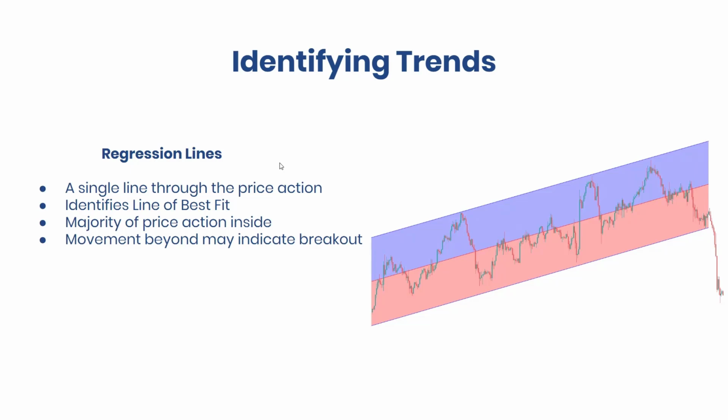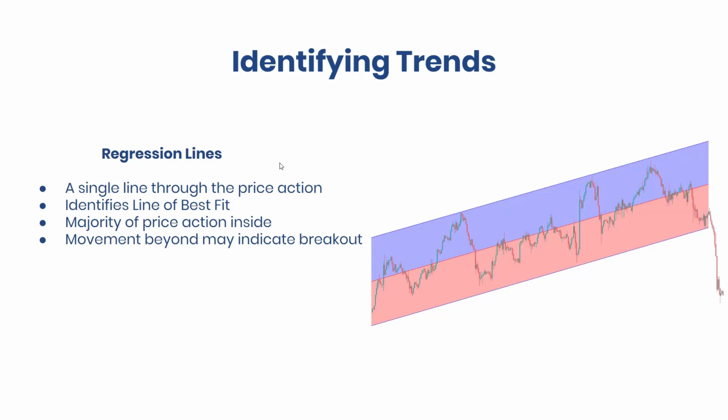If you get a nice channel like this and the line of best fit takes all of your data and fits it nicely into this envelope, it really indicates that you are indeed in a trend, and it gives you a couple of limitations, both upper and lower, that you can use to try to determine when you're going to have a trend change. So the majority of the price action is going to be inside this envelope, and when you move beyond it, it often indicates that you're going to be facing breakout or breakdown conditions.